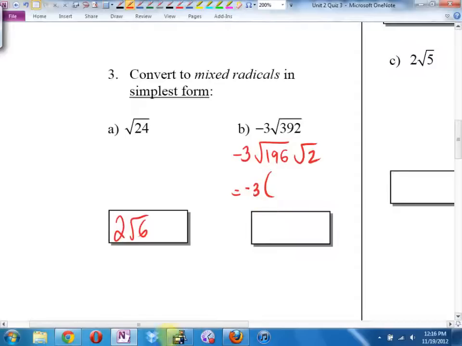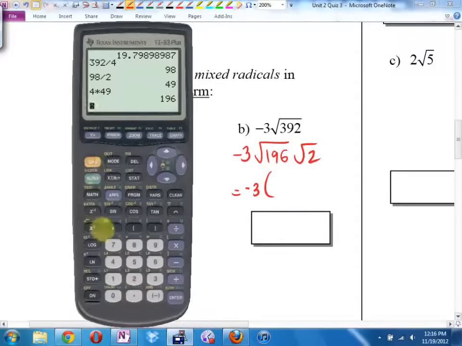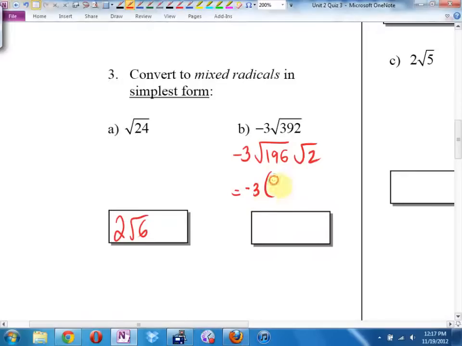What is the square root of 196? 14? Root 2. This is really negative 42 root 2. Half mark for the negative 42, half mark for the root 2. You got it? You okay? Yeah.